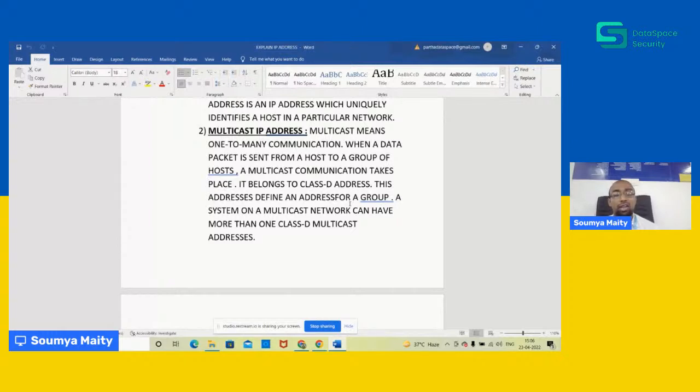This address is defined for a group, and a system in a multicast network can have more than one class D multicast address.